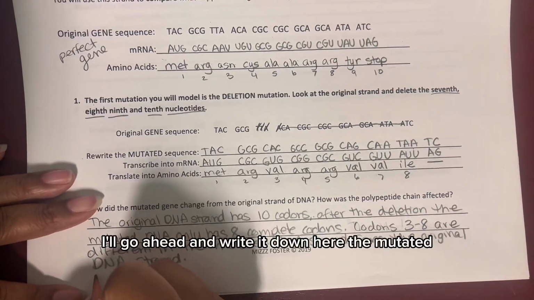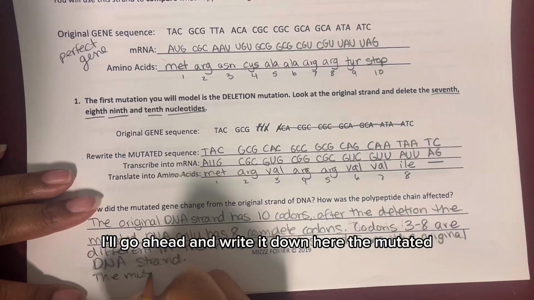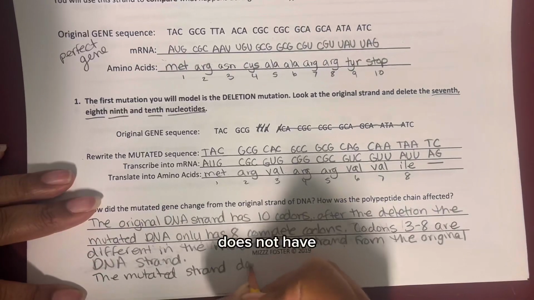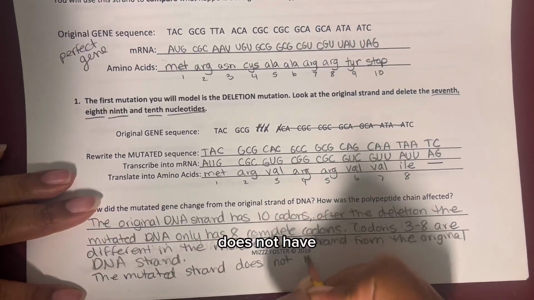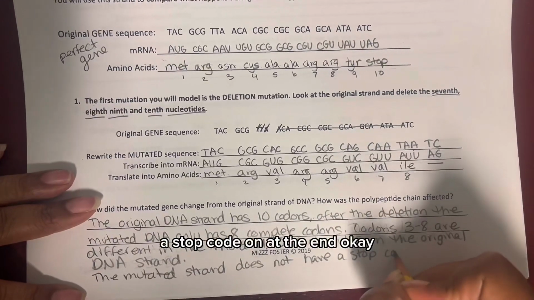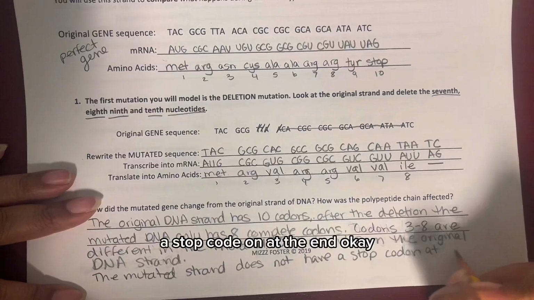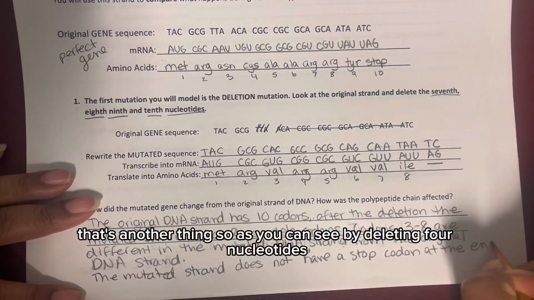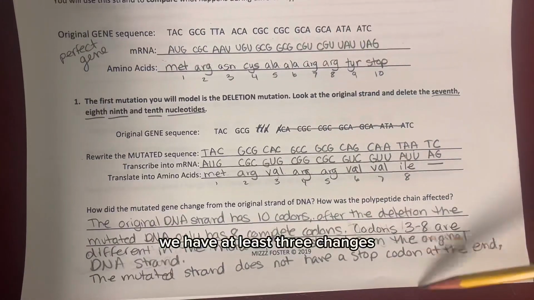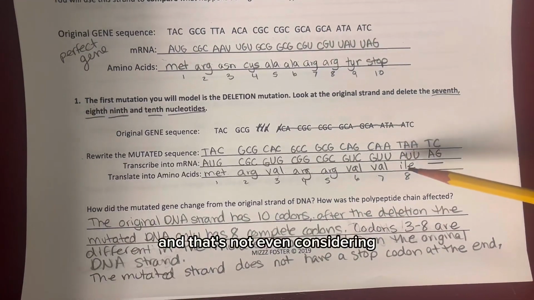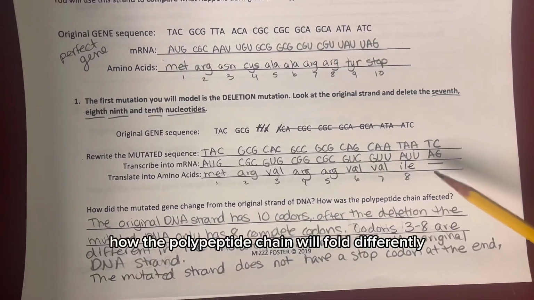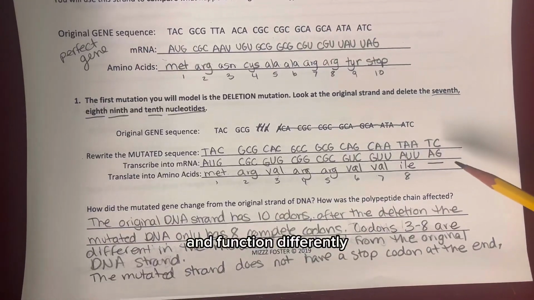I'll go ahead and write it down here. The mutated strand does not have a stop codon at the end. Okay, that's another thing. So as you can see, by deleting 4 nucleotides, we have at least 3 changes. And that's not even considering how the polypeptide chain will fold differently and function differently.